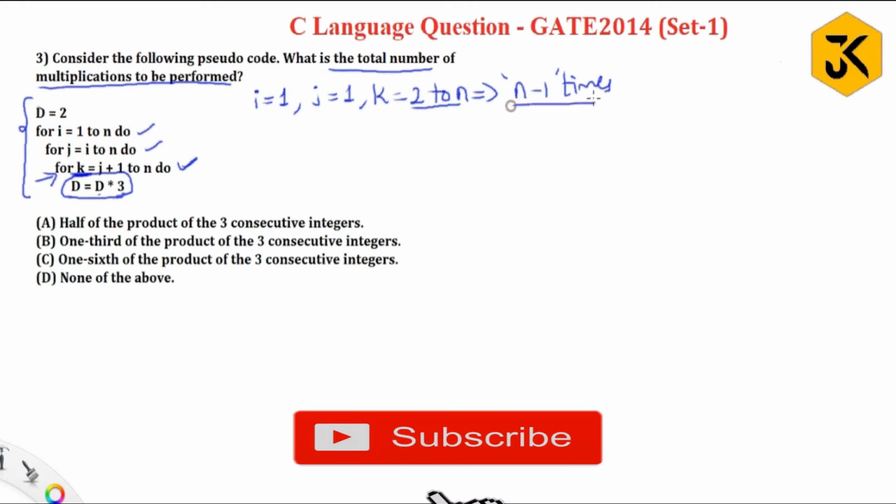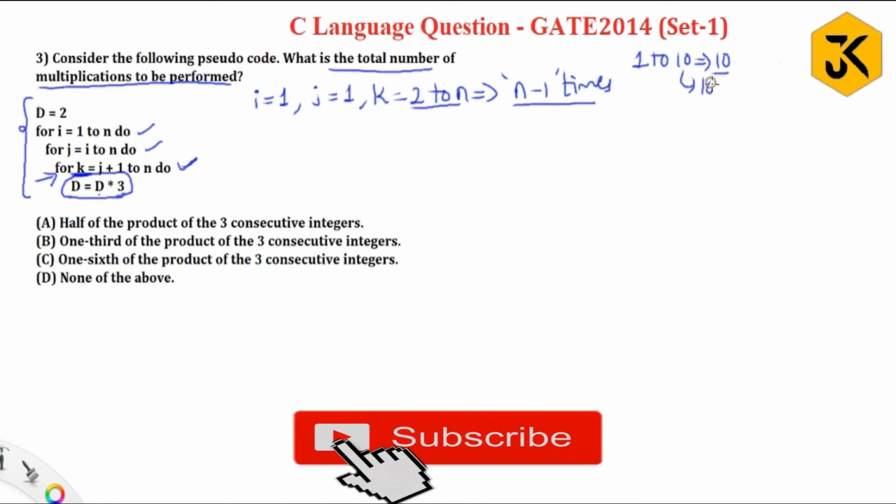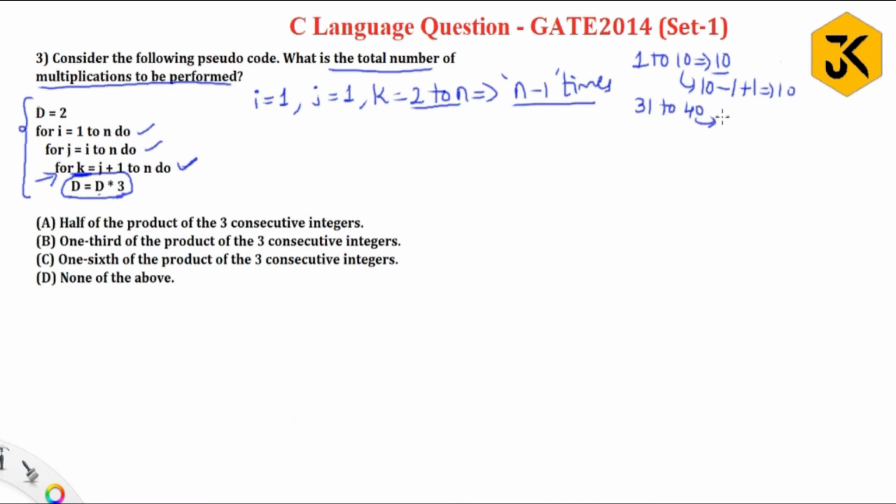How am I writing this? Generally, you know how many elements are there from 1 to 10? 10 elements. How do we get it? Destination number minus source number plus 1. How many elements are there from 31 to 40? You know it is 10. How? Destination number 40 minus source number 31 plus 1, that is 10. Similarly, for 2 to n, destination number minus source number plus 1 gives n minus 1. I hope you understood how we get n minus 1 times.